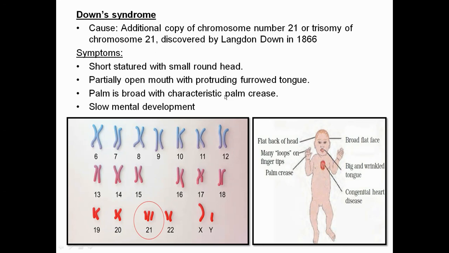Now comes to Down syndrome. Down syndrome refers to trisomy, that is, one extra chromosome at the 21 position. This was discovered by Langdon Down in 1866. The symptoms are short stature of the baby and a partially open mouth with a protruding furrowed tongue. The palm will be broad with lots of creases in it, and there will be slow mental development.